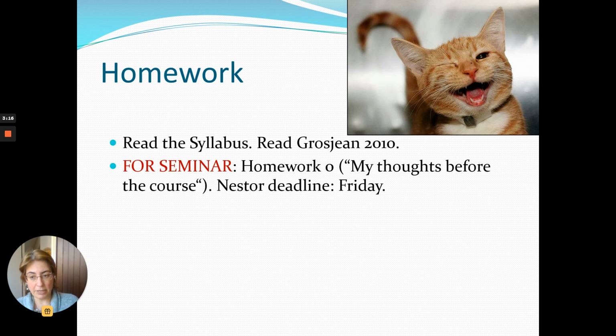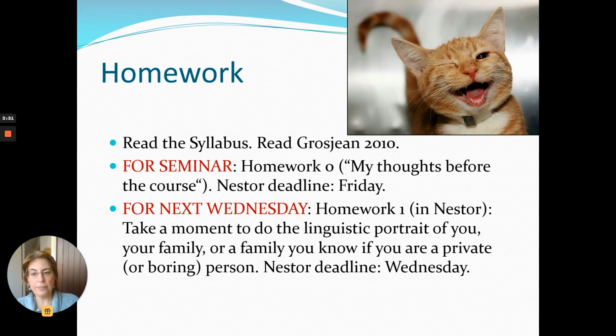Then for the seminar on Friday, please look at homework 0. Homework 0, which has the title My Thoughts Before the Course, is very important. Just read it and do it, and please hand it in by Friday. For next Wednesday, you have the first homework 1. Homework 0 is not going to be graded, but homework 1 is going to be graded, so it's important that you do it.